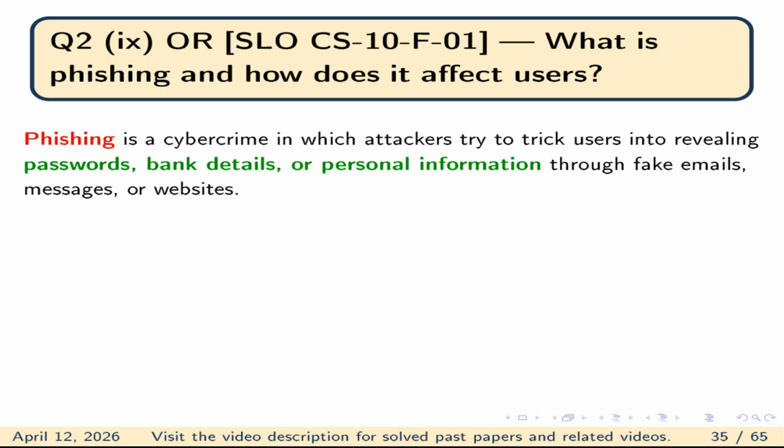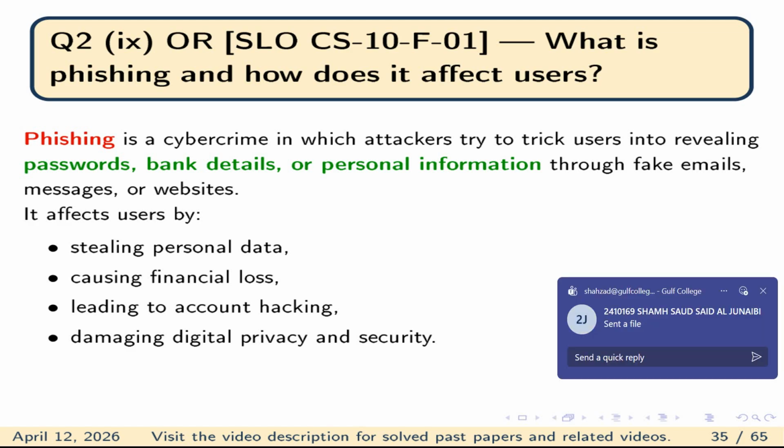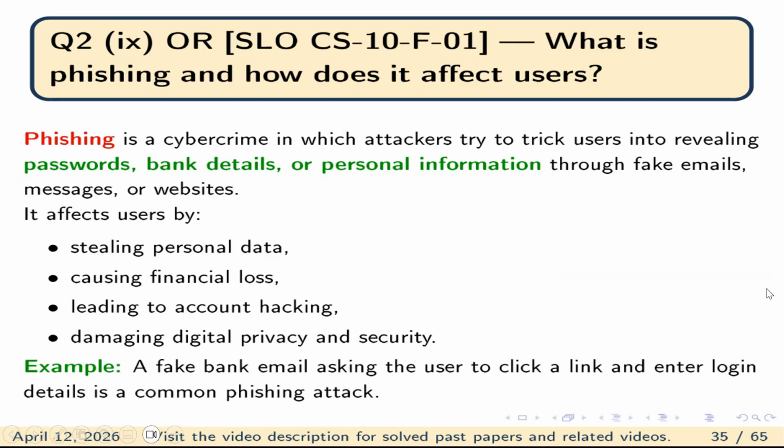Alternate question: What is phishing and how does it affect users? Phishing is a cybercrime in which attackers try to trick users into revealing passwords, bank details, or personal information through fake emails, messaging, or websites. It affects users by stealing personal data, causing financial loss, leading to account hacking, and damaging digital privacy and security. Example: a fake bank email asking the user to click a link and enter login details is a common phishing attack.